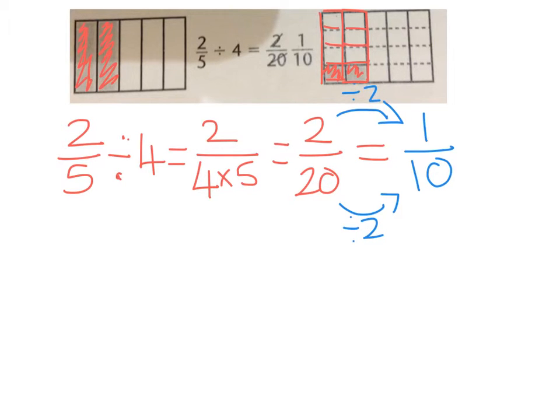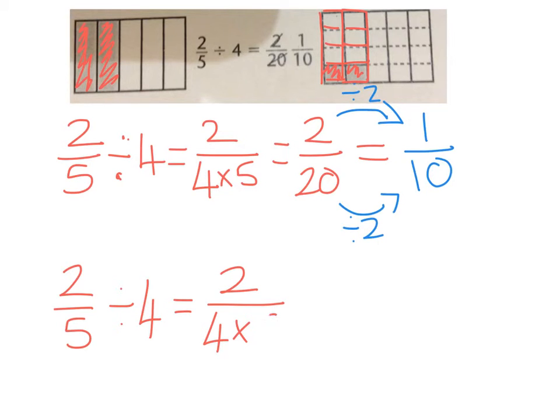Now my second way of doing it is only slightly different. I'm going to write it out again, 2/5, and I'm going to divide by 4. And then I'm going to write out the same again, 2/4 times by 5. And this is where this method is ever so slightly different, because what I'm going to do with this one is I'm going to look at the numerator and one of these 2 numbers, and I'm going to work out which one has a common factor. In this case, that's divisible by 2 and that's divisible by 2.